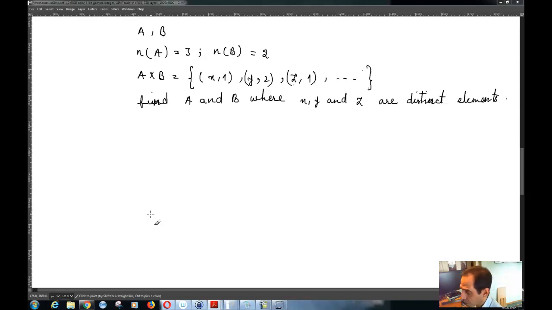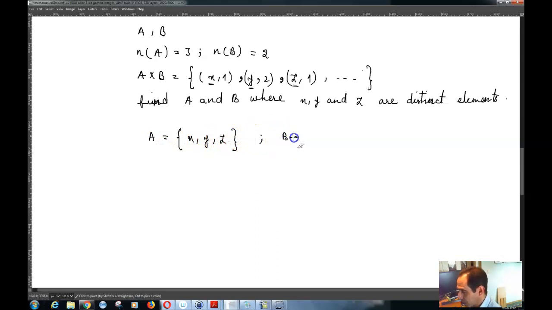Well, okay, I was actually under the impression that I was supposed to find what x, y, and z are. Now, since you know that (x, 1), (y, 2), and (z, 1) are the elements of this set A times B, or the Cartesian product of A and B, then basically you know that these first elements, of course, have to come from the set A. That means the 3 elements of A would be x, y, and z. And since I know that n(A) is equal to 3, the only 3 elements that A has are x, y, and z.